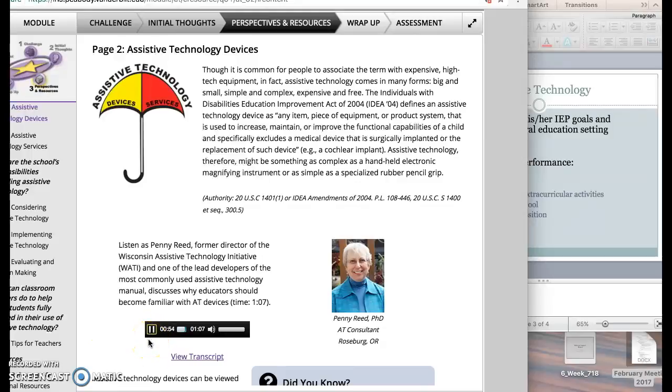They don't necessarily need to know how to operate it. Someone can teach them that, but if they don't have the vision of what it is and what it can do for a student, then they are not going to fulfill their responsibility to help provide it.